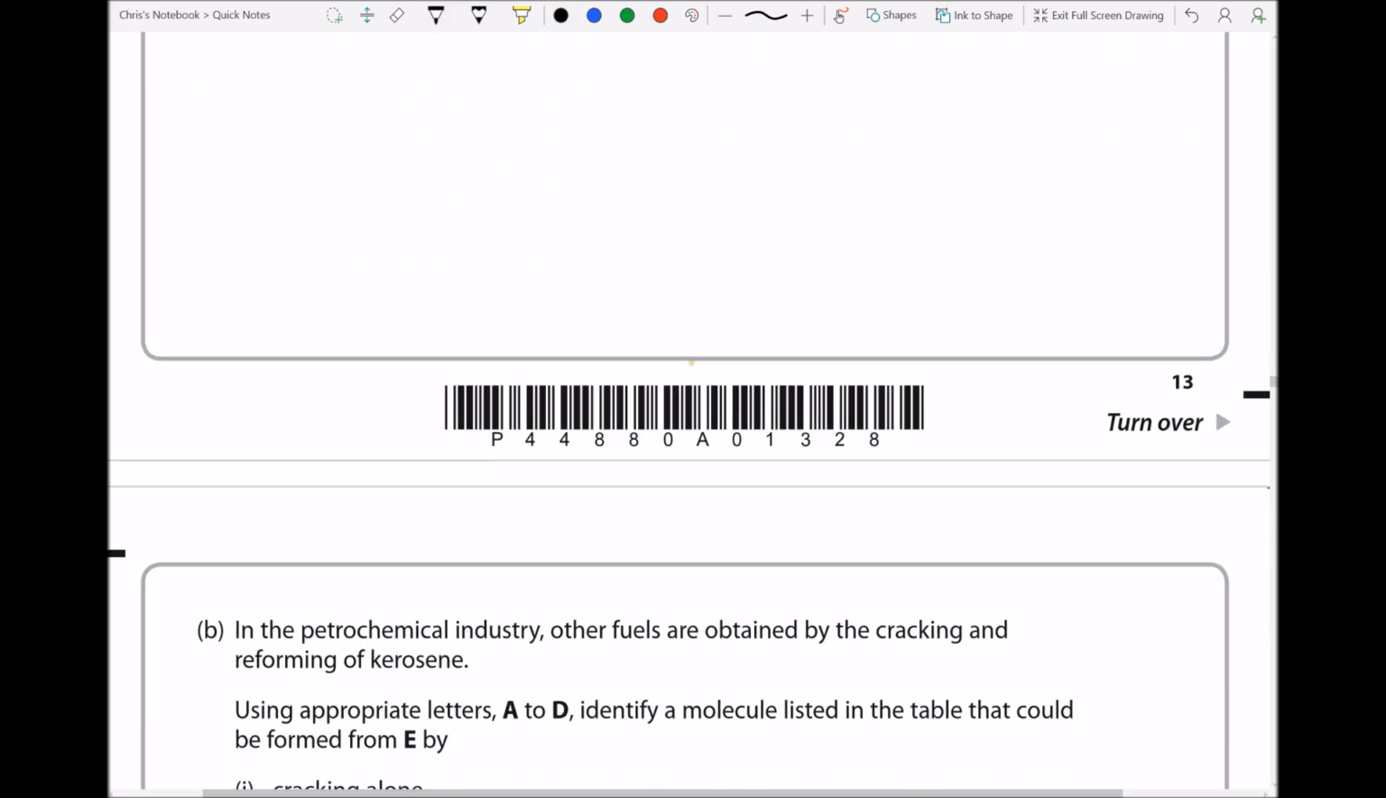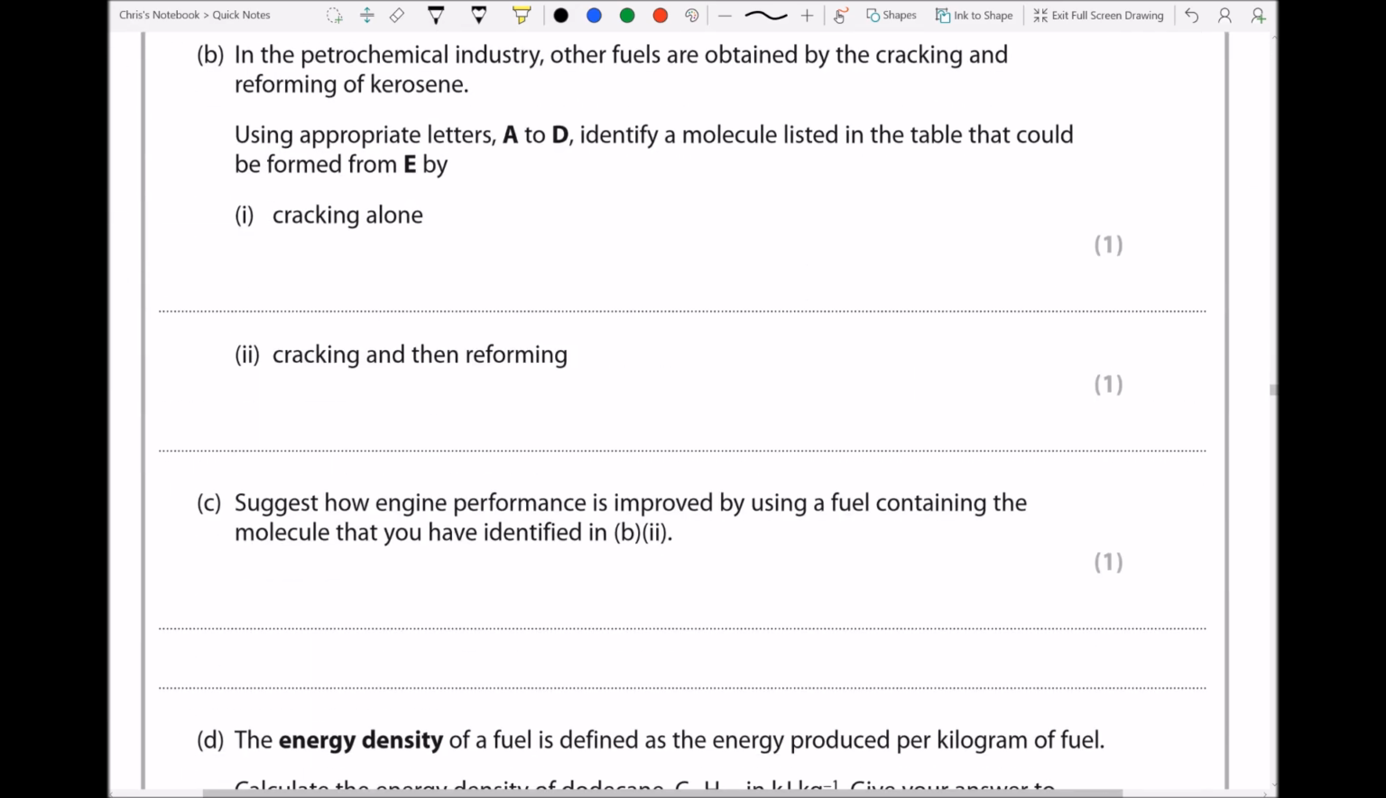Right, next question, part B. In the petrochemical industry, other fuels were obtained by cracking and reforming of kerosene. Now, you've got another difference. Cracking is taking a long molecule and breaking it down into shorter, more valuable or higher demand molecules. Reforming is where we take the molecule that we might have cracked and change it structurally. We put branches on or turn it into a cyclic compound or something.